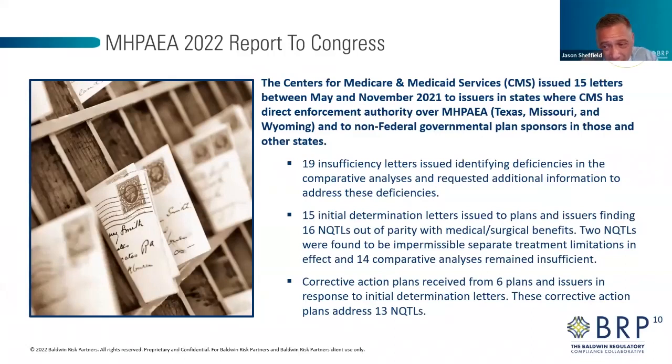Now that's of 15 letters. So that's like a 95% failure rate. Corrective action plans were received from 6 plans and insurers in response to the initial determination letters. And those CAPs addressed 13 of those prior existing NQTLs that were offensive. All right, next slide, please.